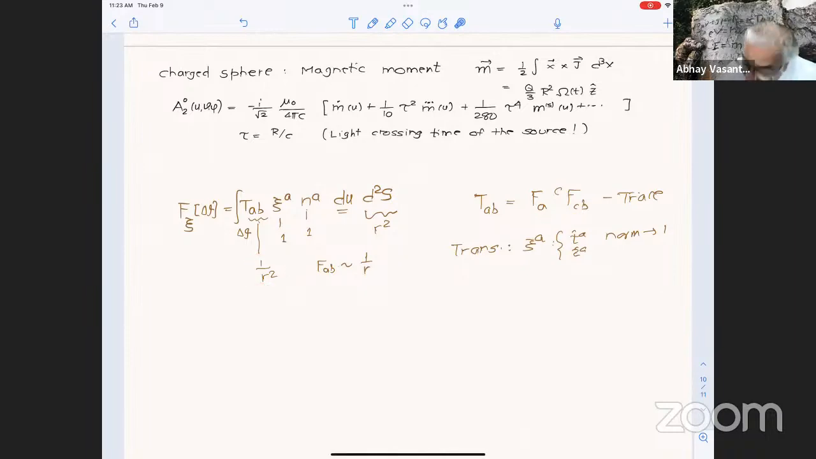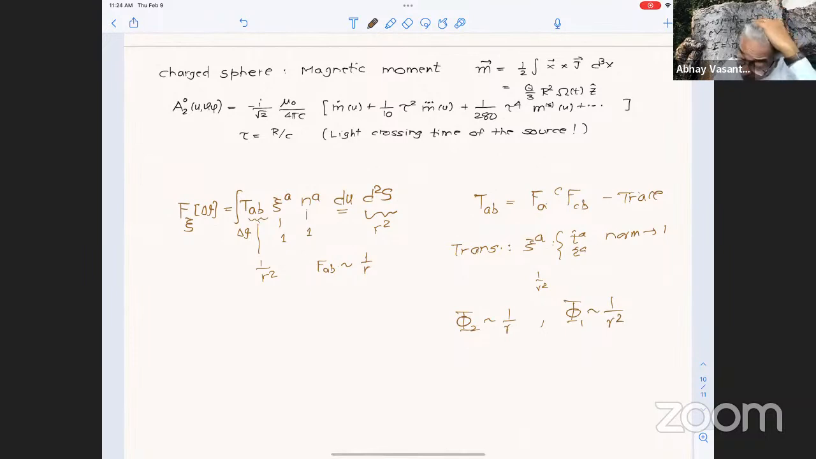Of course, I have components of F_AB which fall like 1 upon r squared. But if I take the 1 upon r squared component, remember before that phi 2 naught goes like 1 upon r. Phi 2 goes like 1 upon r. Phi 2 naught is the 1 upon r component of it. So phi 2 goes like 1 upon r. Phi 1 goes as 1 upon r squared.